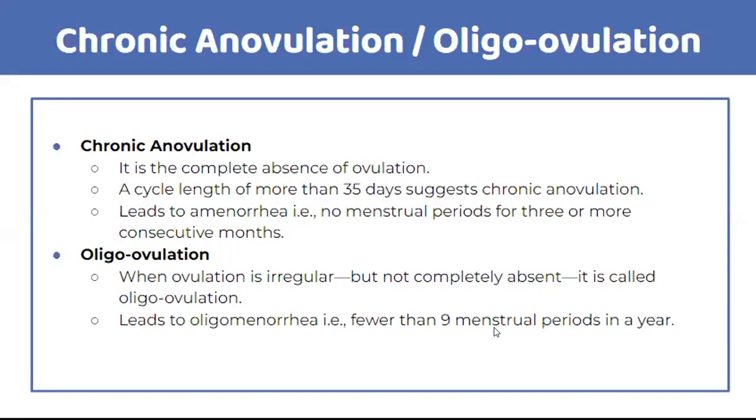Is anovulation and oligo-ovulation clear for all of you? This is clear. Explanation was simple, easy to understand. Okay. Anyone who's not understood this particular thing?